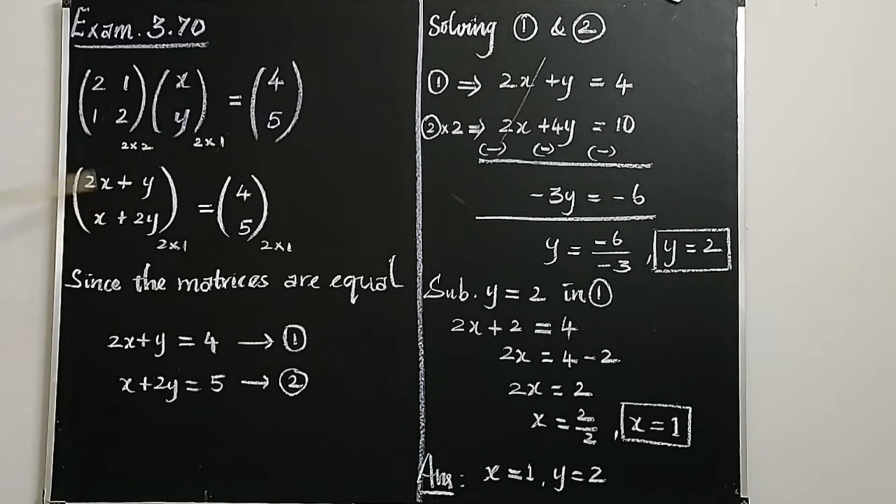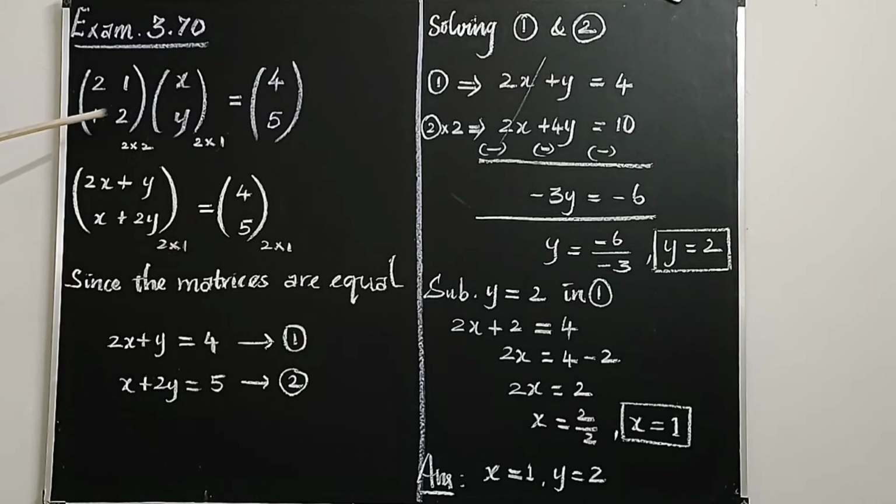So this is the product of these 2 matrices, which is of order 2 by 1. Which is equal to [4; 5]. This is also of order 2 by 1. Here these 2 matrices have the same order and it is given that they are equal. Therefore, these 2 matrices are equal. If 2 matrices are equal, surely their corresponding elements are same. So, the first row, first column element 2x plus y is equal to 4. That's the first equation. Then second row, first column element x plus 2y is equal to 5. This is the second equation.